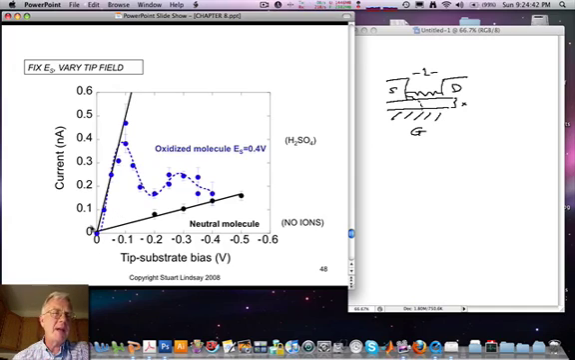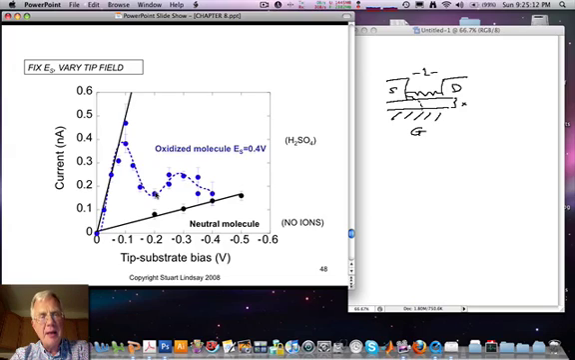We poise the potential in the state where the molecule was in its first oxidation state and therefore highly conductive. So current rises rapidly as a function of the bias applied between the tip and the substrate. However, when we achieve a certain critical bias, you'll see that the current actually falls with increasing tip bias. This phenomenon is called negative differential resistance.